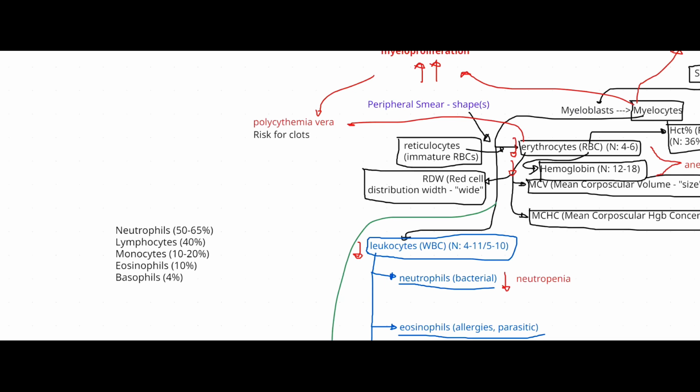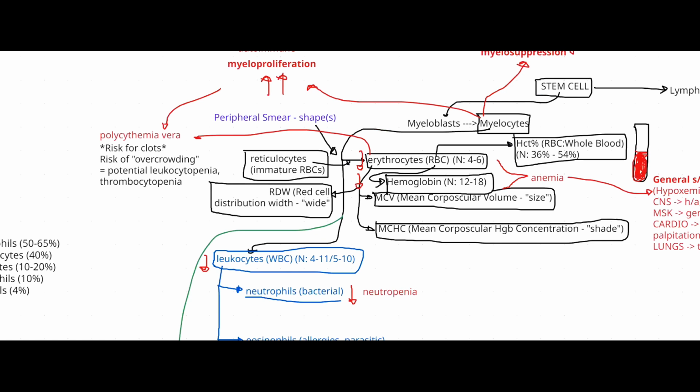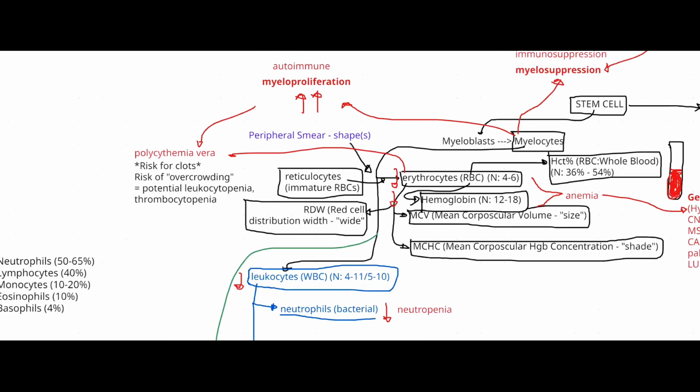So then there's potential leukocytopenia, mild, and potential thrombocytopenia, because there's not enough room for all the cells to grow inside the bone marrow. They're crowded. But the most risk you want to remember is the risk for clots. And we'll mention a little bit of the interventions later on, but I don't want to get too hung up on that because we're talking about all the other labs. But this, the vera, is again the autoimmune.